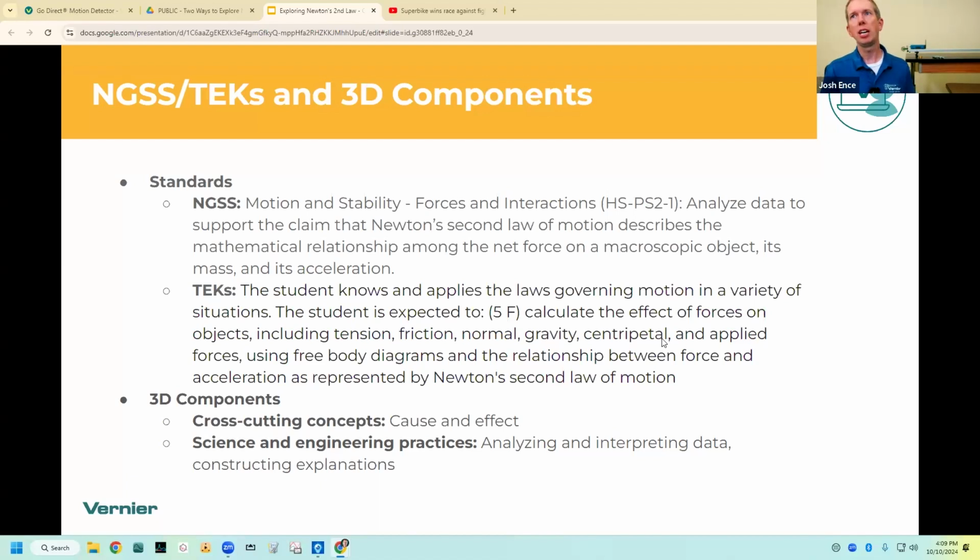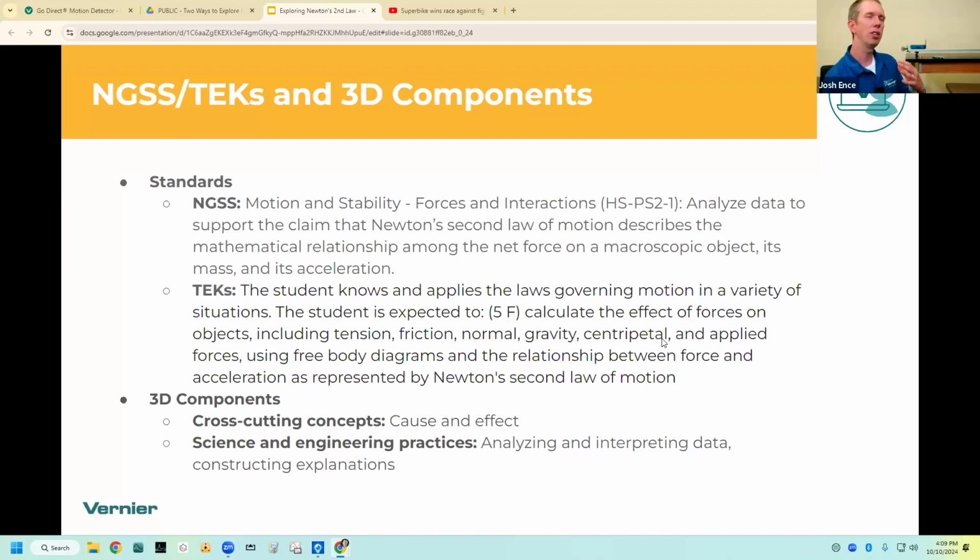So when we design a lesson or plan a lesson around Newton's second law, and we want it to have this complete three-dimensionality to it, the standards, and then the cross-cutting concepts, and then the science and engineering practices, we want to make sure we do things that bring all three of those in.